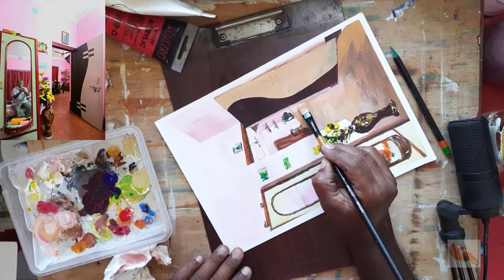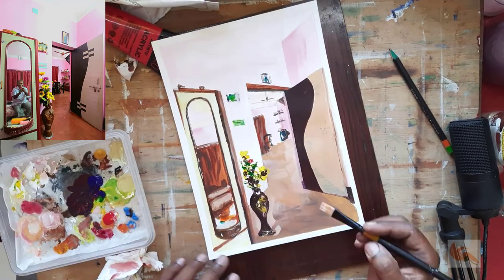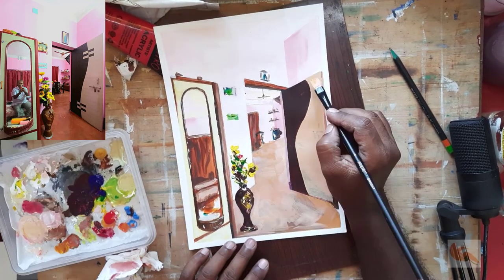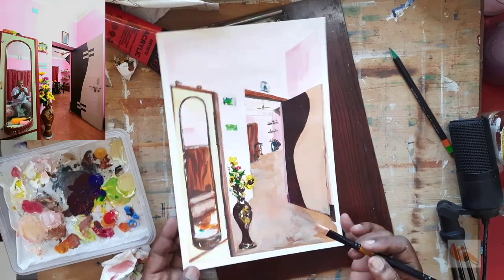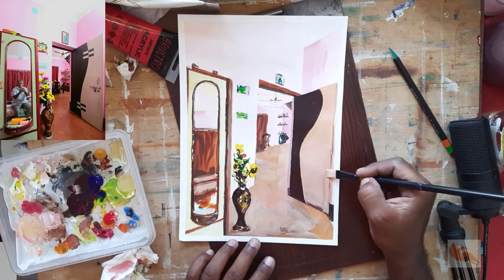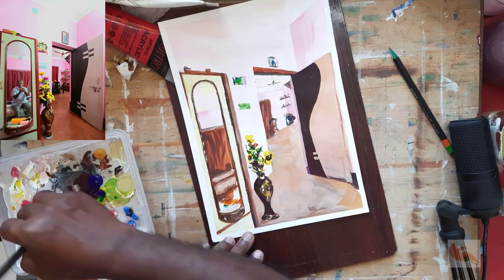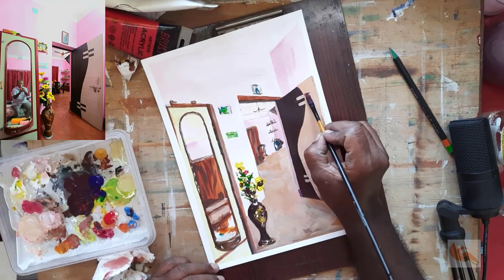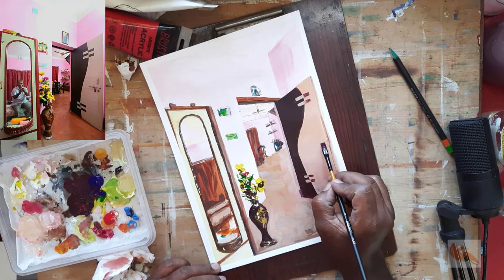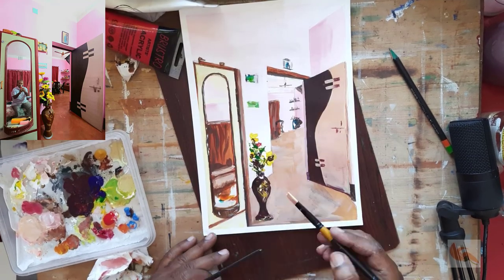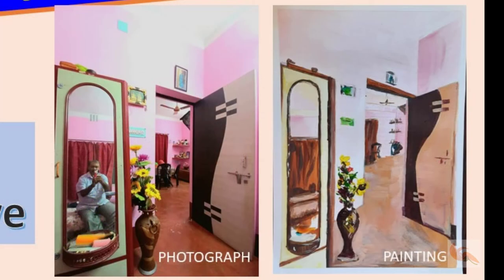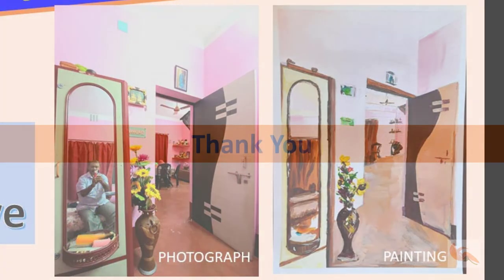One important point here to note is that observation is the key. You need to observe it properly, place the horizon line in the correct place, see where the perspective lines go and meet, and put all the figures as per that perspective. Once you get the perspective correct, you will realize the painting has a much more realistic finish.